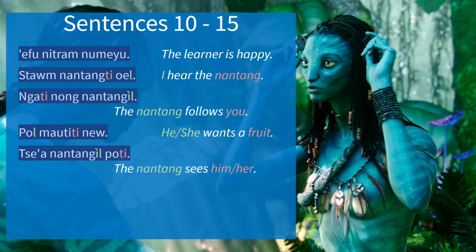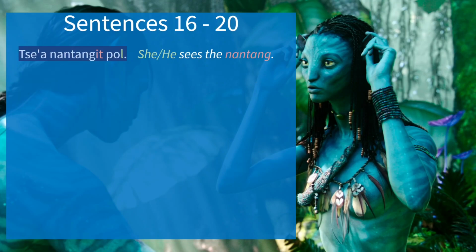Ca nantangil poti. The nantang sees him or her. So nantang has the L ending, so it's the one seeing. Po has the T ending, so it's the one being seen. Ca nantang nit po. She or he sees the nantang. So here we have almost the same sentence as before, with the only difference that we switched the case ending. So of course, subject and direct object are being switched, so the nantang sees him or her becomes she or he sees the nantang.